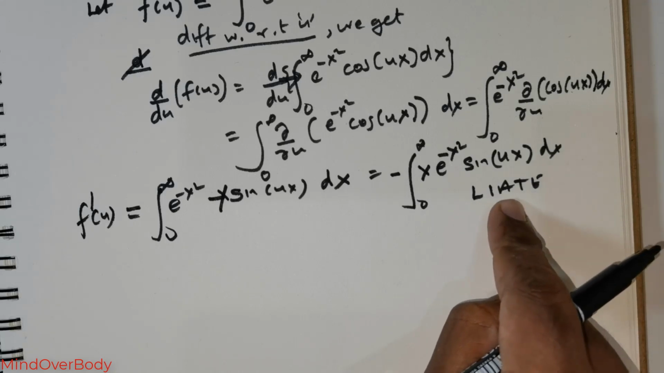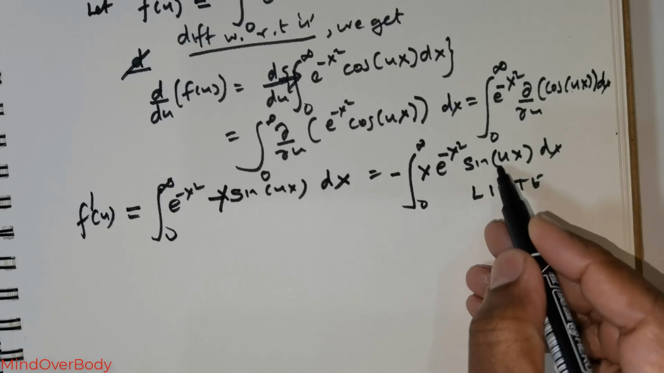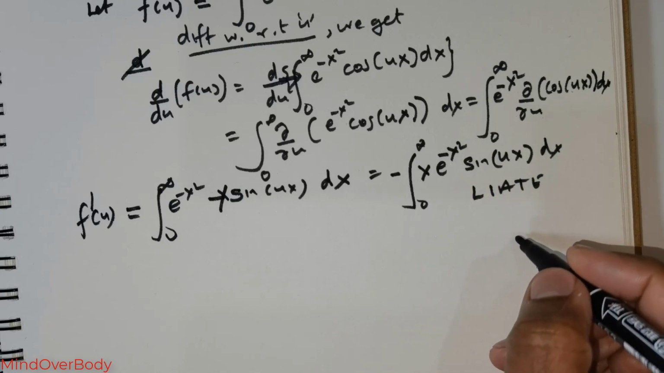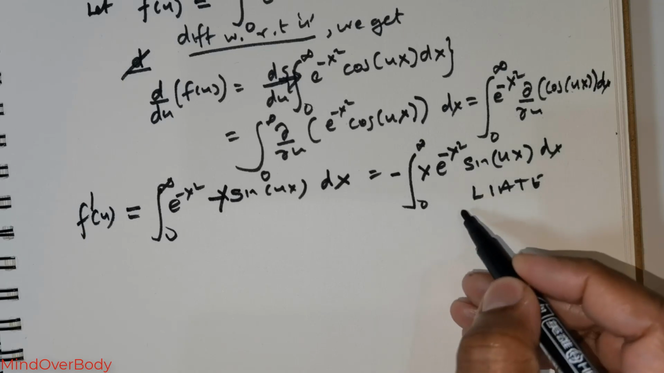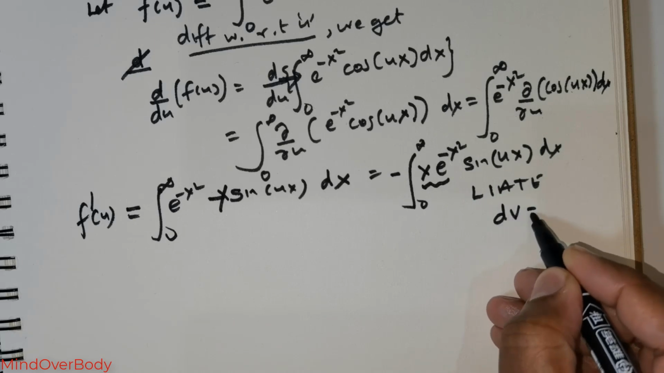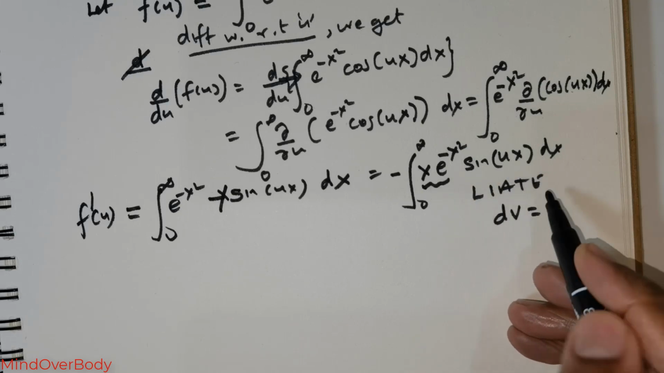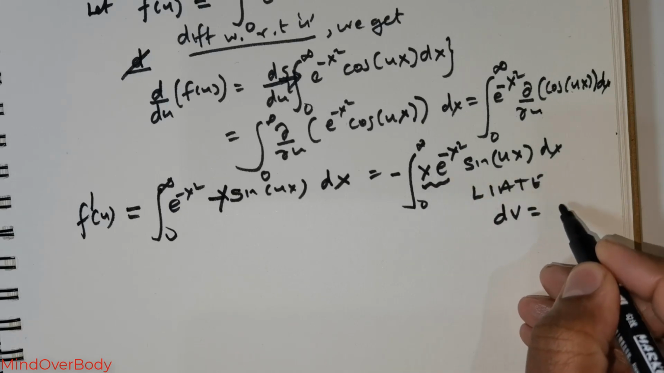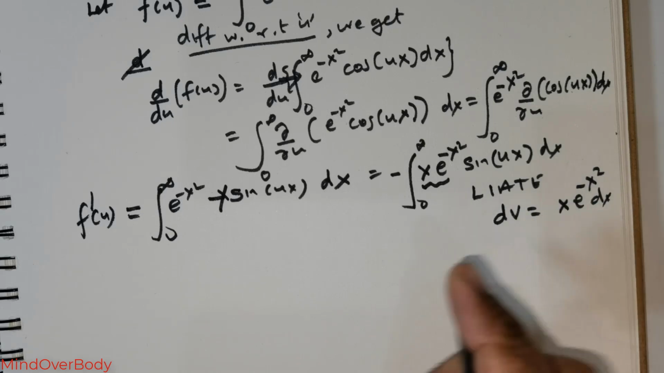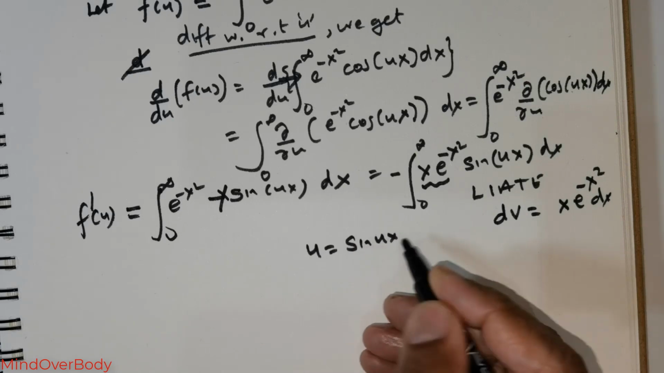So I actually got a trigonometric function preceding the exponential function. Now what I wish to do is club these two quantities as my dv for simplicity in the integration. Of course it has got 3 terms, so I will club these 2 terms and take it as x times e raised to the power of negative x squared times dx. This is my dv, and my u is going to be sine of ux.